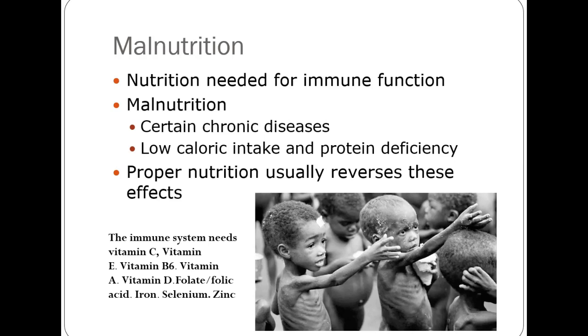Now, some of the things that the immune system needs include vitamin C, which is probably why the citrus fruits and things grow more in the winter during cold and flu season. Vitamin E, B6, A, vitamin D, folate, folic acid, iron, selenium, and zinc. So as you can see, a lot of those things come from our foods, and we would need those in order to have a healthy immune system.